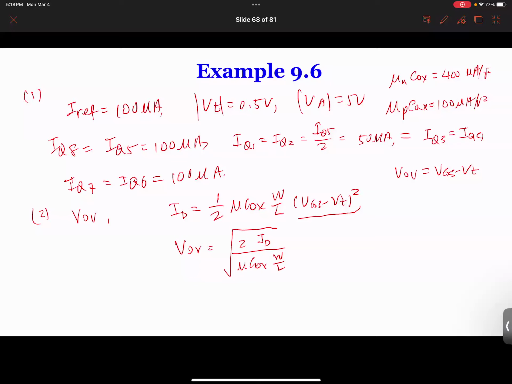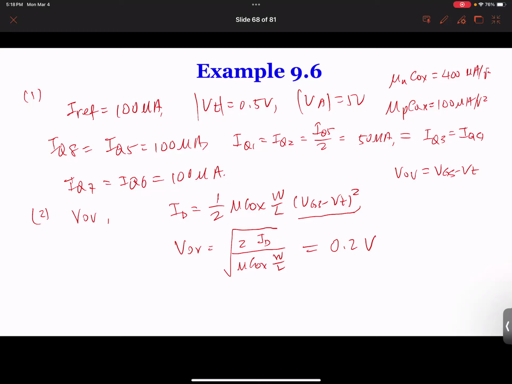So all you need to do now is plug in this ID, because ID for each transistor is already found. From 1 to 8, we now know all the currents. So we can plug in this current. And mu and COX, depending on whether it's NMOS or PMOS, this number is either 400 or 100 micro. And W over L is also different. There's a table in the book. So we plug in each of these numbers, we can get a VOV. Fortunately, all the numbers were given so that all the VOV is 0.2 volt. So it's very simple. You just plug in the numbers, you get it.